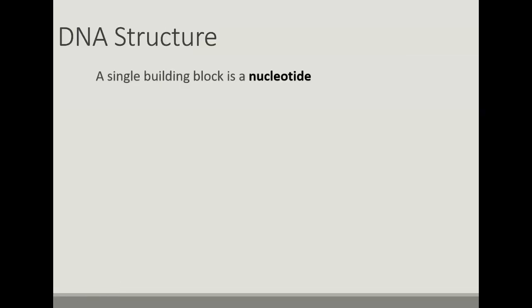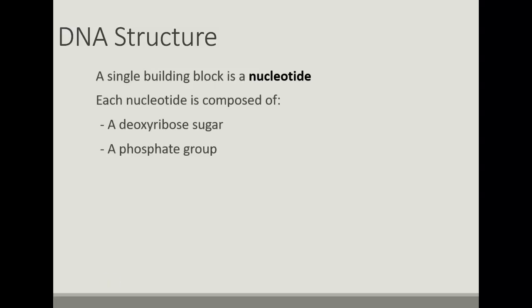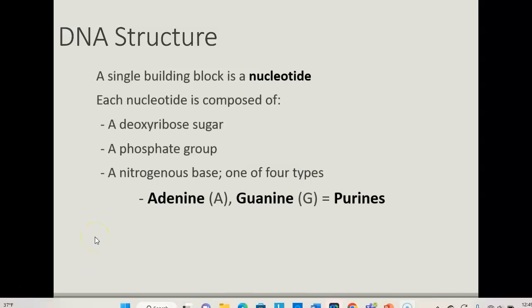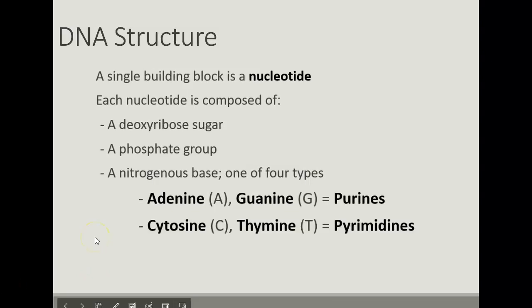All right, let's get into the more important thing here. Let's talk about the structure itself. So DNA is made up of building blocks. Each building block is referred to as a nucleotide. A nucleotide has three pieces: a deoxyribose sugar, a phosphate group, and a nitrogenous base, of which there are four: adenine and guanine and cytosine and thymine, and we'll worry about purines and pyrimidines here in just a moment.